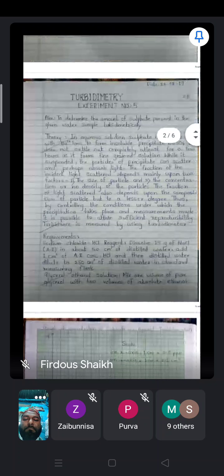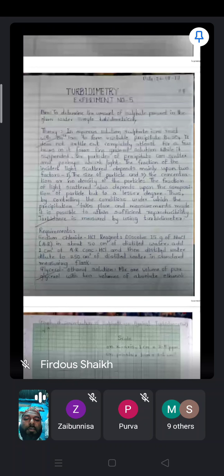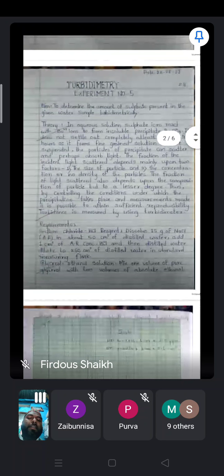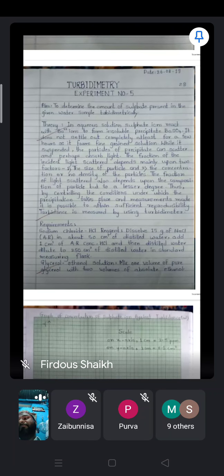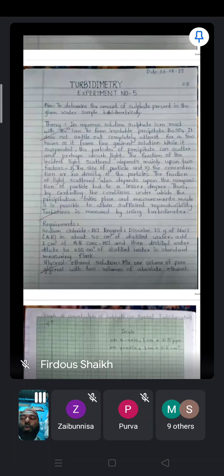Thus, by controlling the conditions under which the precipitation takes place and measurements are made, it is possible to attain sufficient reproducibility. Turbidity is measured by the turbidimeter. Sometimes instead of the turbidimeter, we use the spectrophotometer, which gives you the reading.